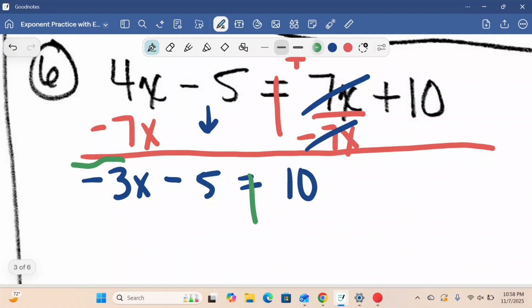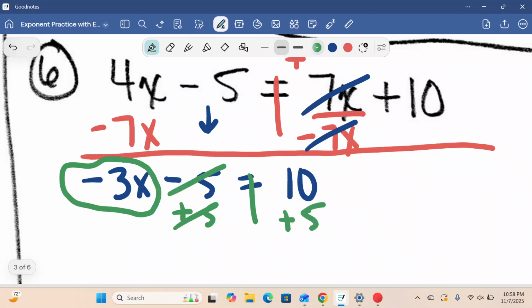Then I'm going to circle, and you cannot forget to circle the whole entire negative. So I want to get negative 3x by himself. So how do I get negative 3x by himself? I got to get rid of the negative 5. How do I get rid of the negative 5? I do the opposite of negative 5, and I do a positive 5 on that side. I do a positive 5 on that side.